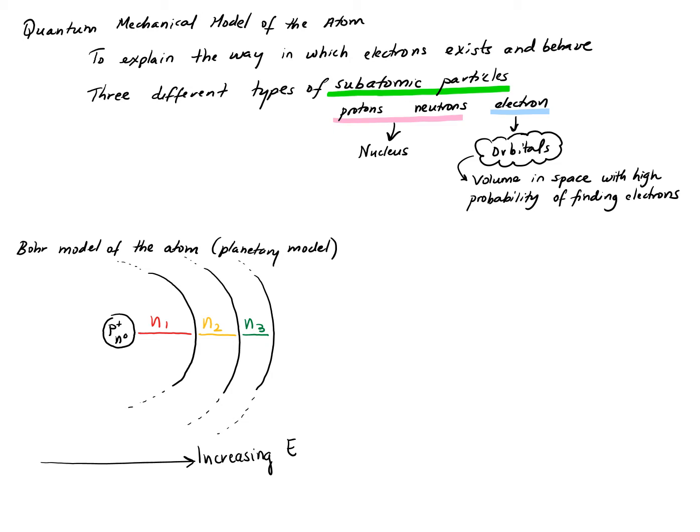So I'm labeling here just three different energy levels, N1, N2, and N3. N1 represents the first energy level, which is the one that is closer to the nucleus. Then we have N2, and then we have N3, which is the level that is the farthest away from the nucleus. There's not just three energy levels around a nucleus. We can have from 1 all the way to 7 different energy levels, but we're looking at only the first three.